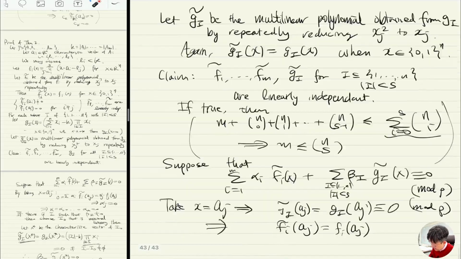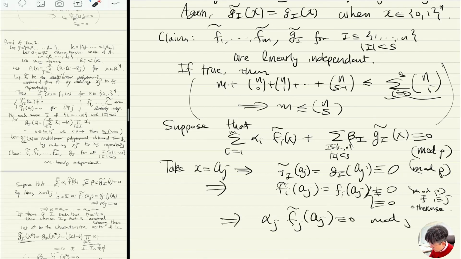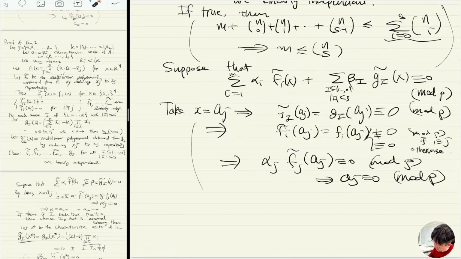And that is non-zero or 0, right? So it's non-zero if i is equal to j and 0 otherwise. That's the whole setup. So therefore, alpha_j times f_j tilde of a_j will be 0 modulo p. So alpha_j is 0 modulo p. So that proves that all the alphas are 0.